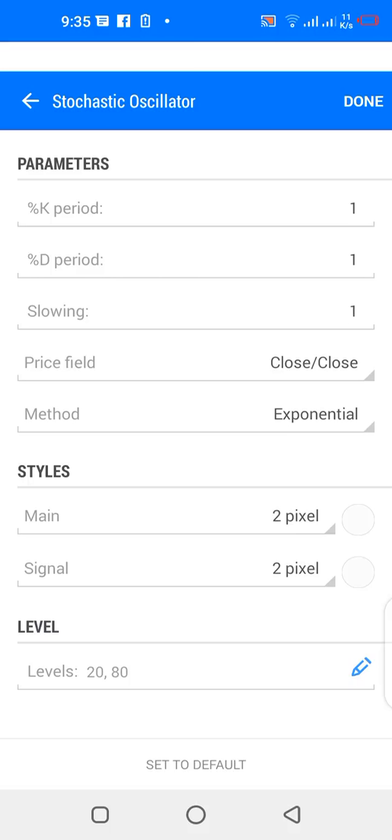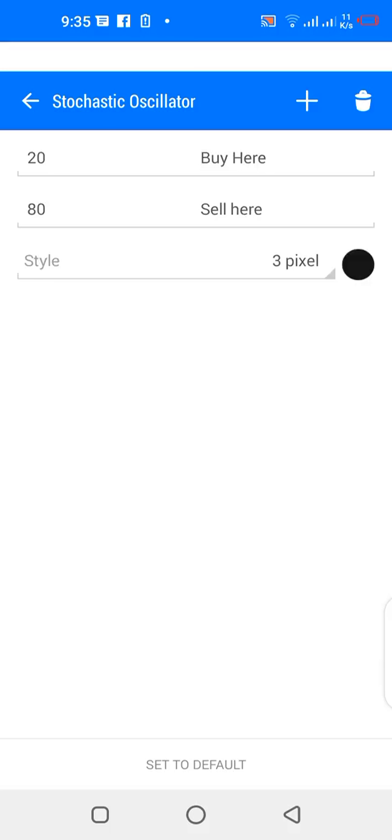Now let's look at the levels. So the levels, we have 20 for buy here, 80 for sell here. Okay, and the color of the level line is black.